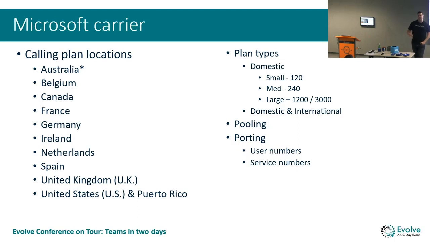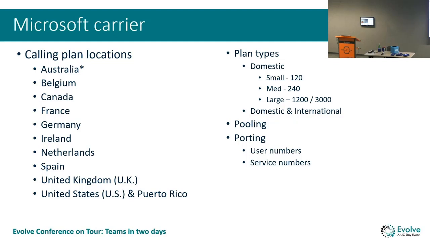For calling plans, there's a few things to be aware of. Generally, you either buy a domestic calling plan or you buy a domestic and international calling plan. If you're a large organization, you can slice that a little smaller. So Microsoft do offer small, medium, and large calling plan packages. By default, the domestic is a large and the domestic and international is a large. And that's just the number of minutes that you have.